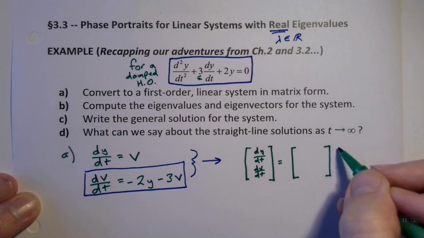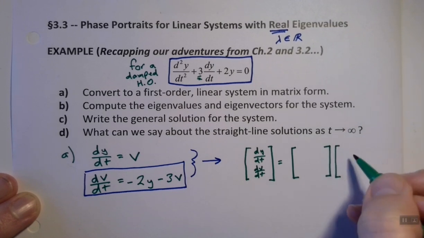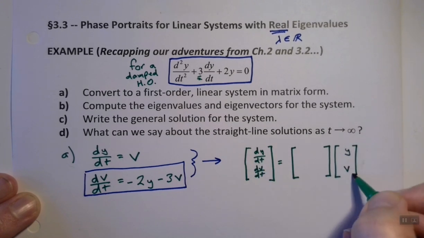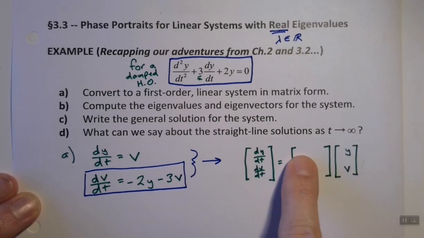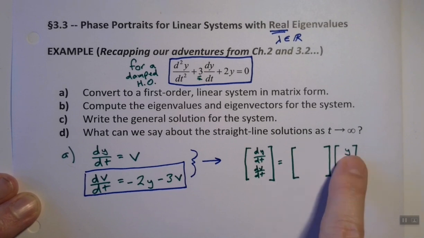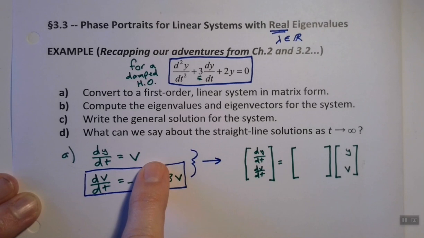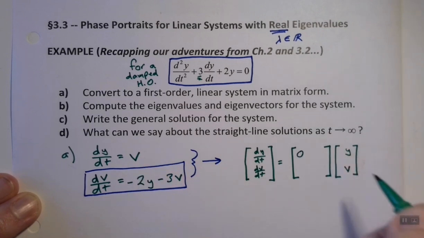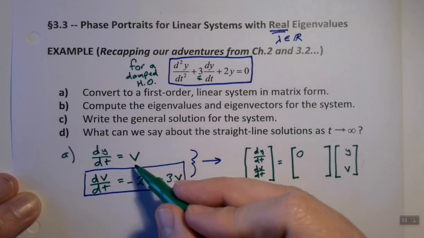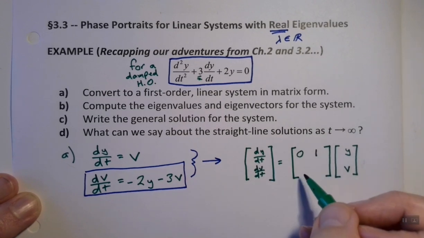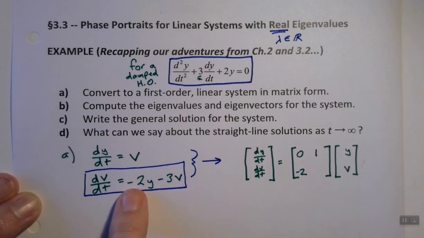Since I want it to be times y on top and v on the bottom, that means the first element in the matrix needs to be my y coefficient from this equation. So that's going to be a 0 here. And then there's a 1 in front of the v, so that becomes a 1. And down here we have negative 2, because we have negative 2 times y, and then negative 3 times v.